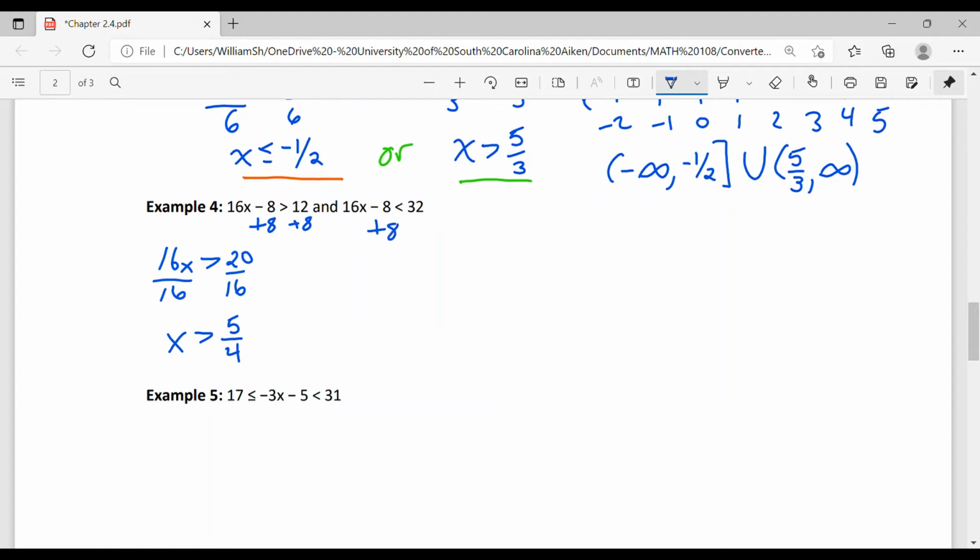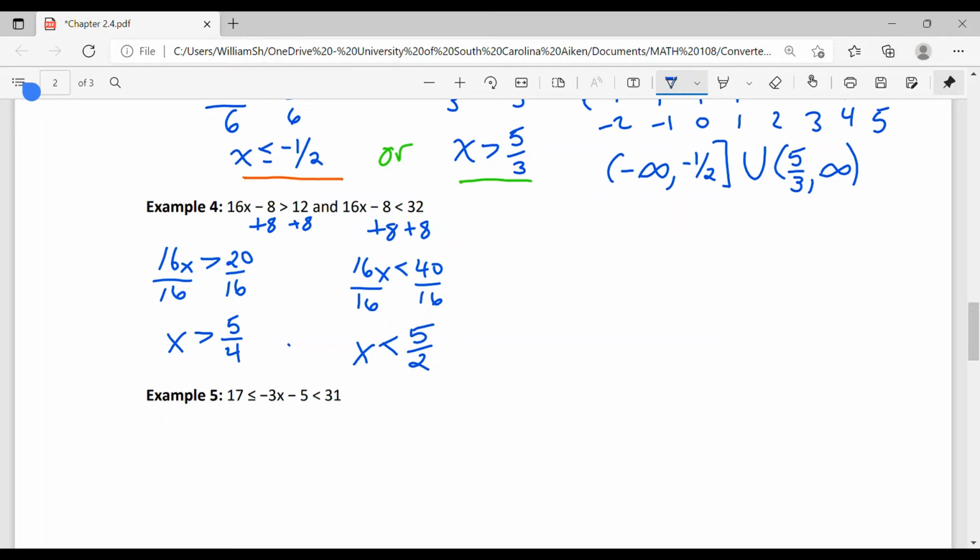Now I'm going to add 8 here, and I'm going to add 8 here, and I'm going to get 16x is less than 40. I'm going to divide by 16 here, divide by 16 here, and I see that x is less than, let's see, 40 over 16. If I divide 40 by 4, it gives me a 10. If I divide 16 by 4, it gives me a 4. 10 over 4 reduces to, I believe, 5/2. So you can check this reduction for me if you would like. I do believe it is correct. 8 goes into 40 5 times, 8 goes into 16 2 times.